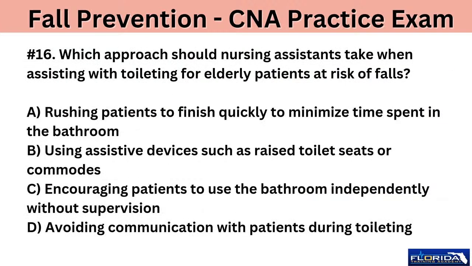of falls. Number 16, which approach should nursing assistants take when assisting with toileting for elderly patients at risk of falls? A, rushing patients to finish quickly. B, using assisted devices such as raised toilets or commodes. C, encouraging patients to use the bathroom independently without supervision. Or D, avoiding communication with patients during toileting.